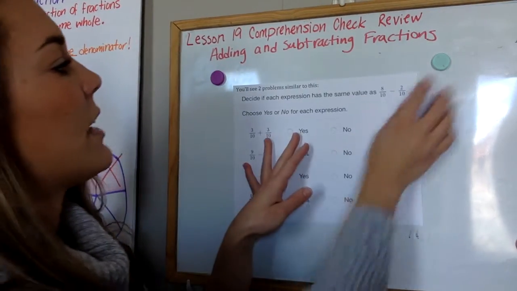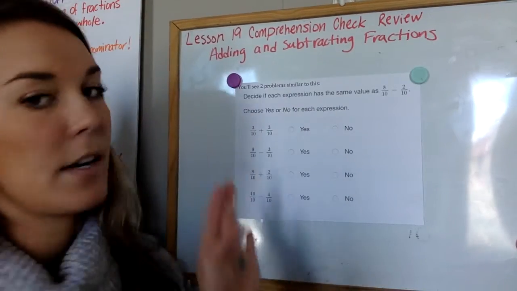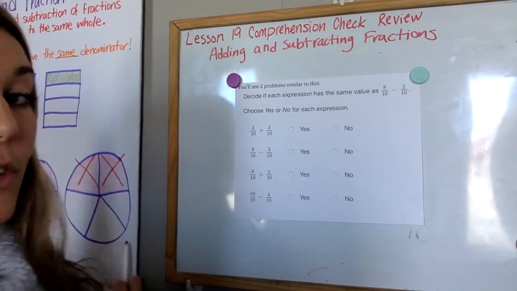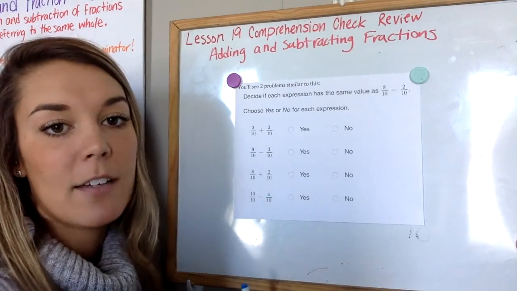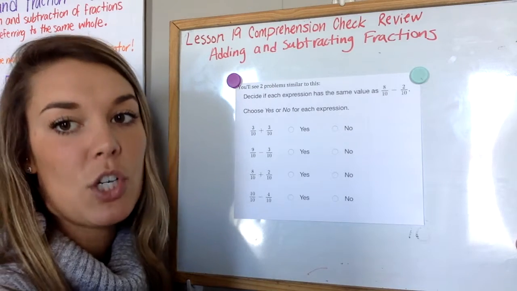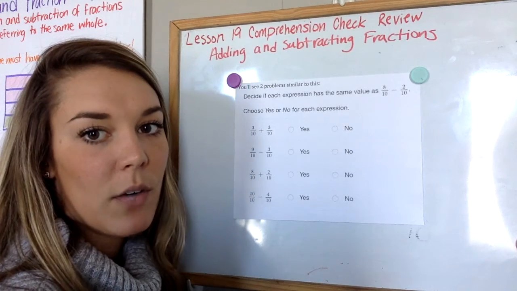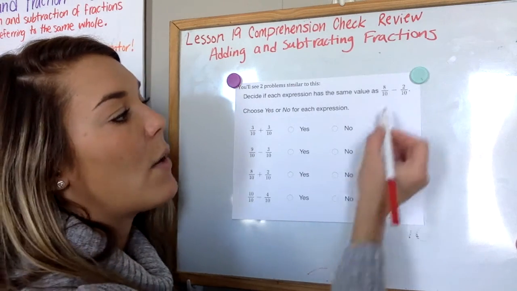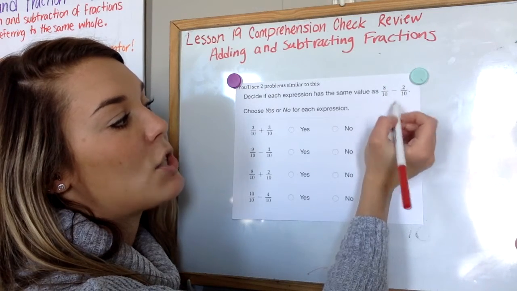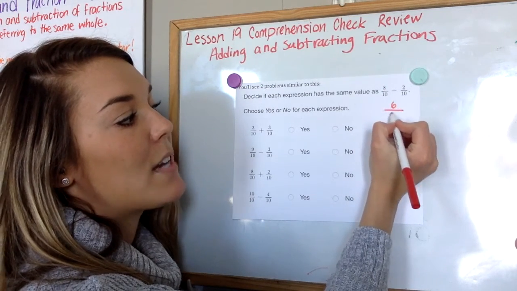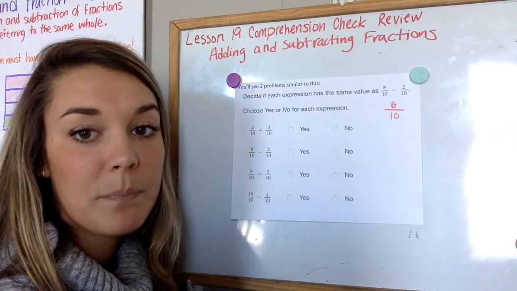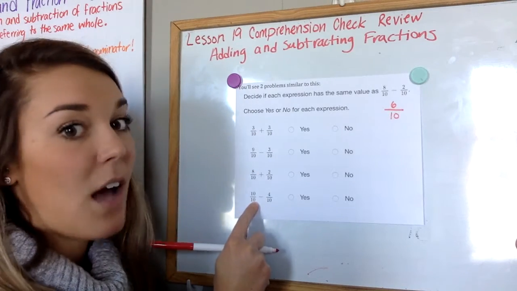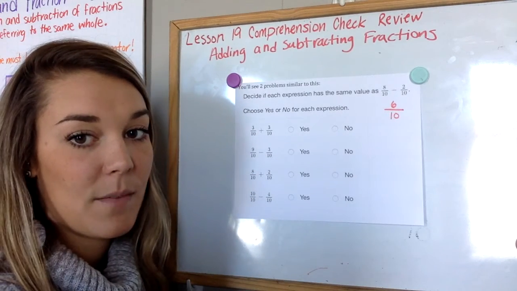Next one, you're going to see something like this. You'll actually see two problems that are kind of similar to this, okay? So it's asking you to decide if the expression has the same value as these options that it's showing, okay? So the first thing we should do is figure out what is the value here, okay? What's the difference? So we have 8/10 minus 2/10. I know I can go ahead and subtract the numerators. 8 minus 2 is going to give me 6, and my denominator stays the same with 10, okay? So now I need to go through and see if any of these also equal 6/10, okay?